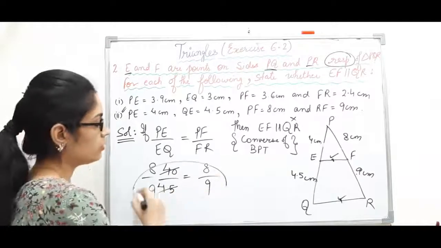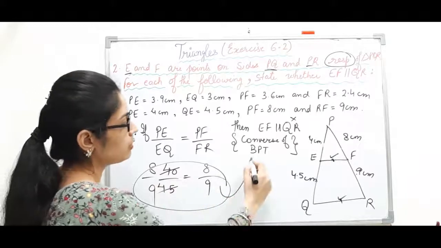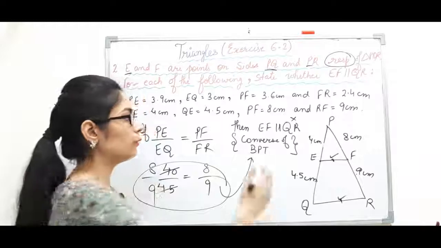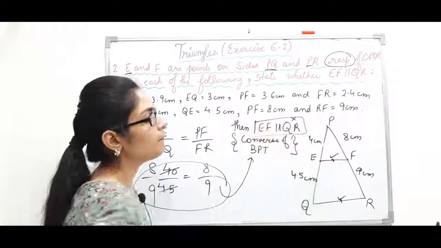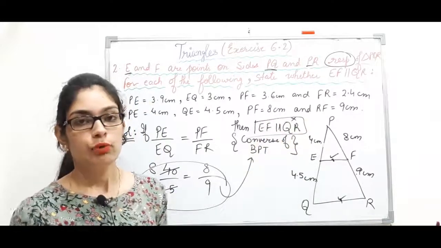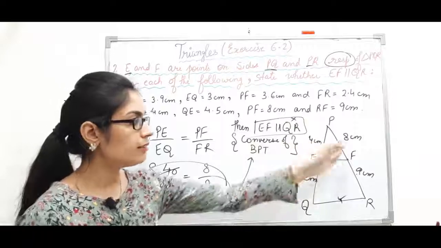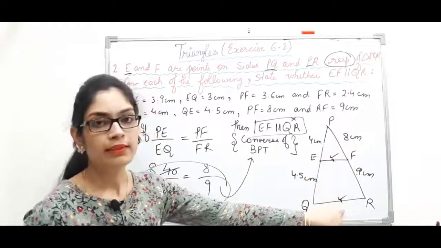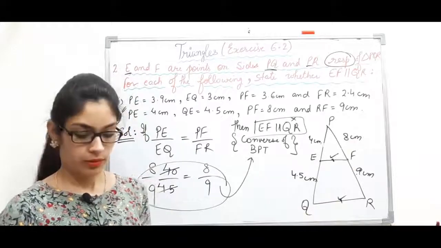So since the ratios are same, according to the converse of BPT, the converse of the basic proportionality theorem, EF is parallel to QR. You just have to remember, if the ratios are same, then this line will be parallel to this line. Now let's do the next question.